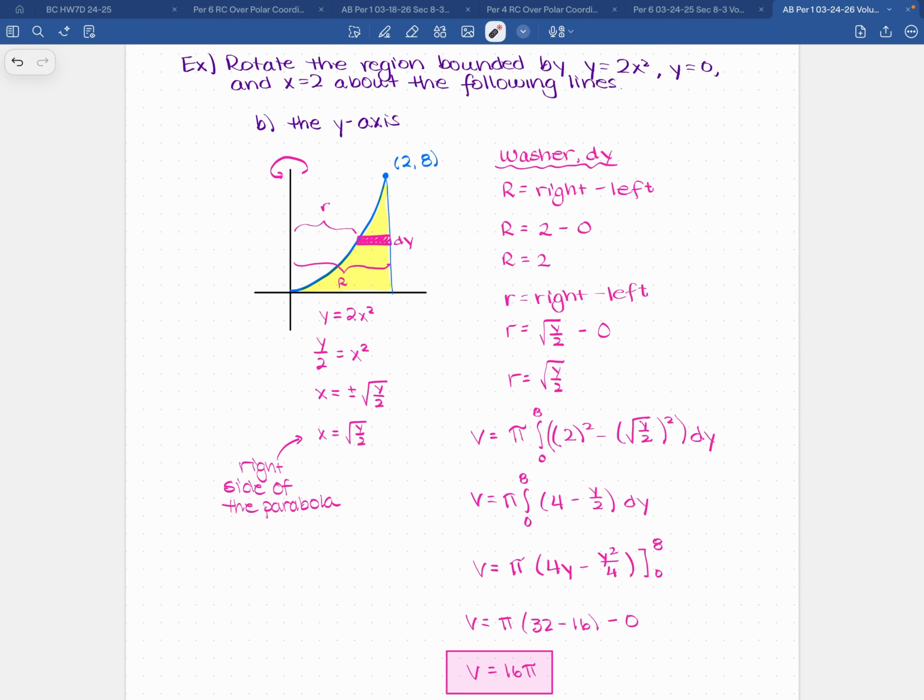Okay, so here's this problem all worked out. And this time we are taking that same region, but rotating about the y-axis. So the y-axis goes vertically, which means your rectangle is going to go perpendicular to that and go horizontally.